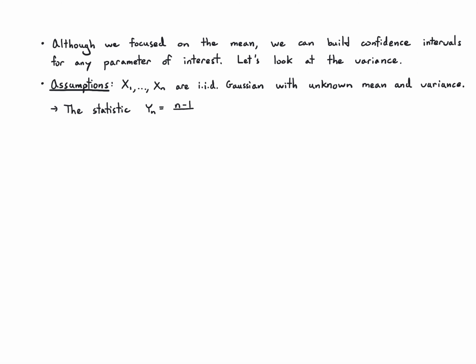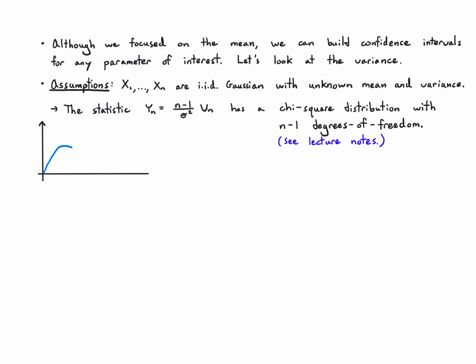Turns out the statistic Yn, which is n minus 1 over sigma squared times the sample variance, has a chi-square distribution with n minus 1 degrees of freedom. Again, we're not going to show that here. You can see your lecture notes for why that's true. Here's what that chi-square distribution actually looks like. It's non-negative. And what I need to do here is, again, set some bounds so I can get my confidence interval. So I need to select 2 points, T1 and T2, such that Yn lives between them with probability 1 minus alpha. Here they are, T1 and T2.